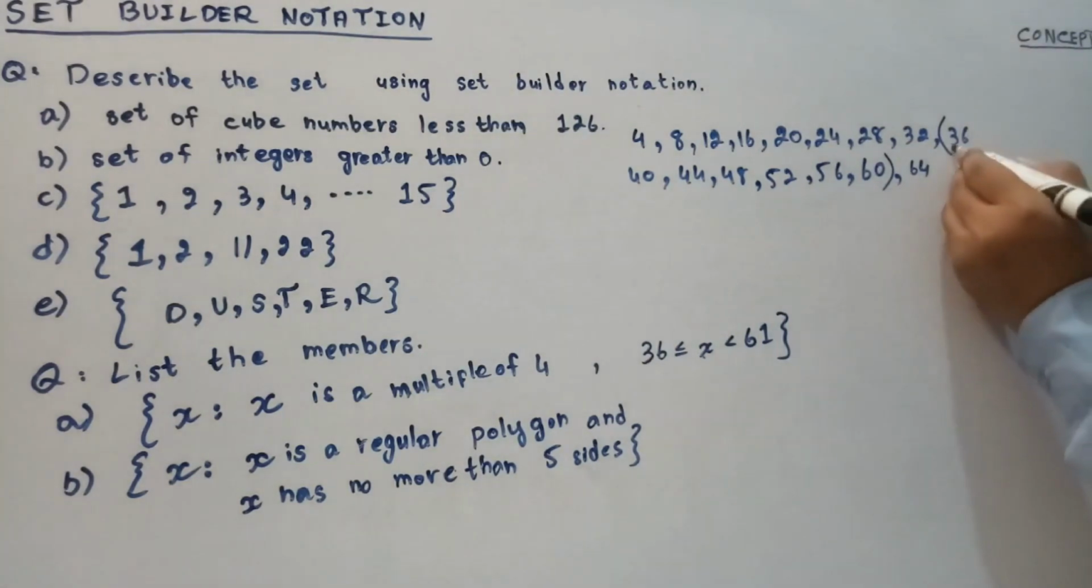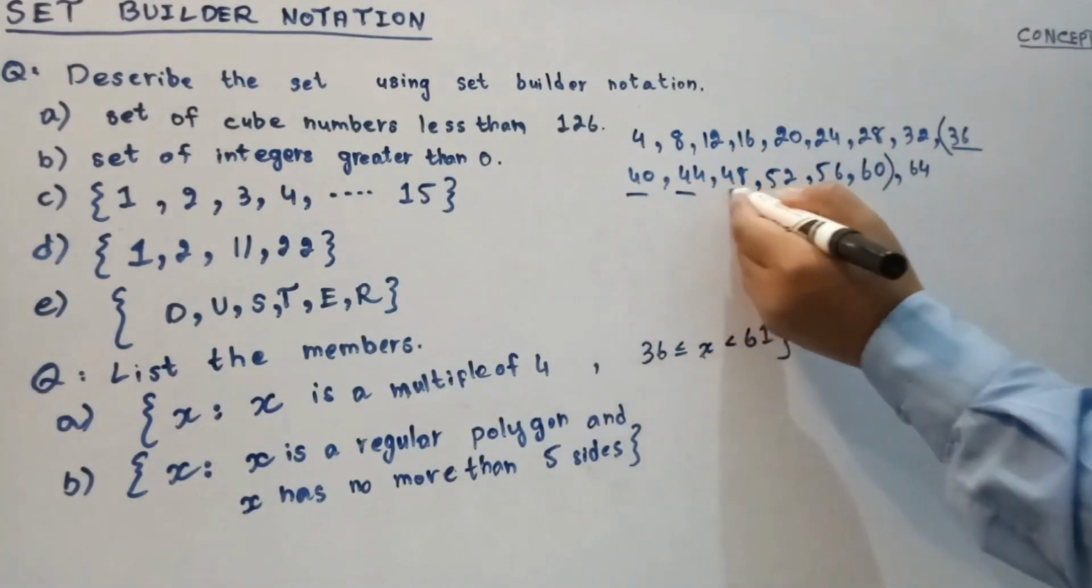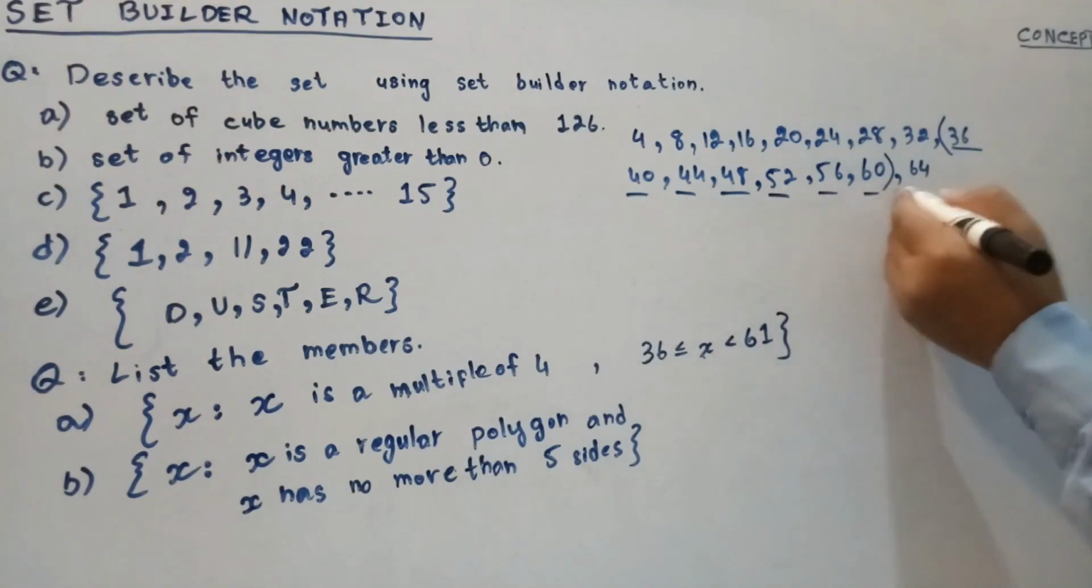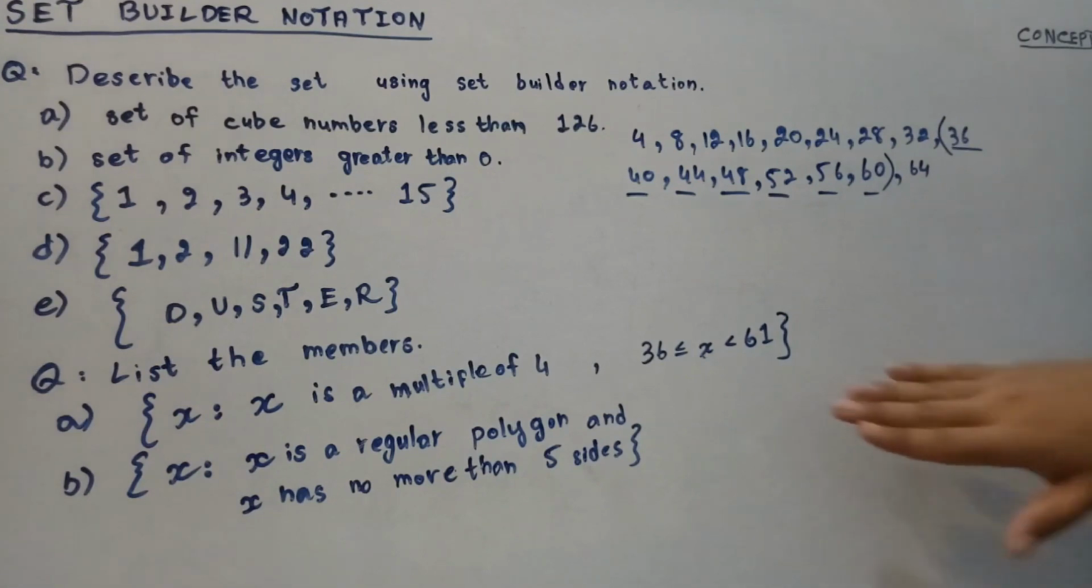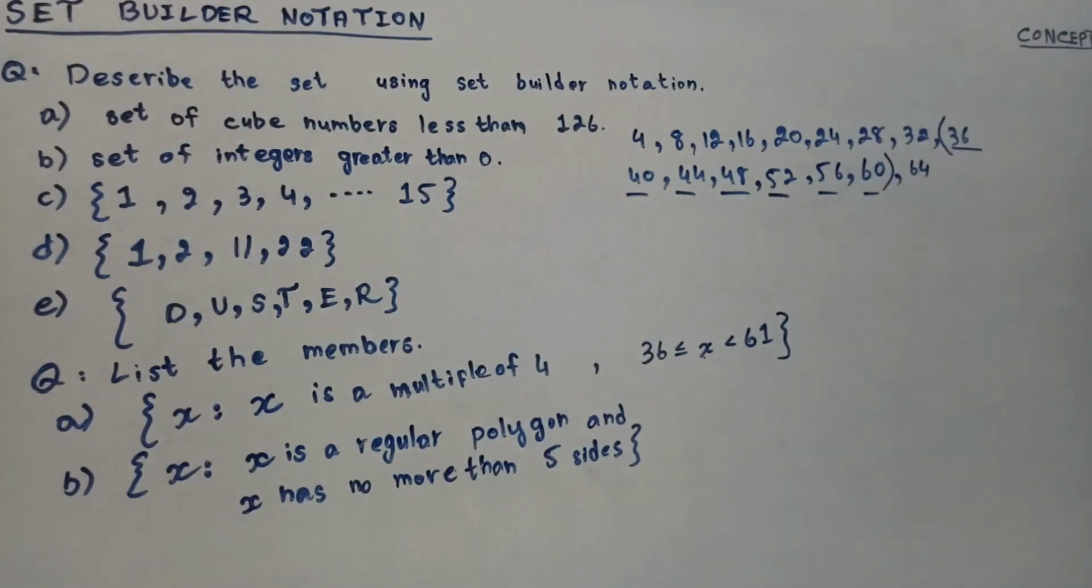So here we have 36, 40, 44, 48, 52, 56, and 60. These are the elements, the members of this set A, which is described in set builder notation. Got that? Clear? Okay, now let's discuss our next part.